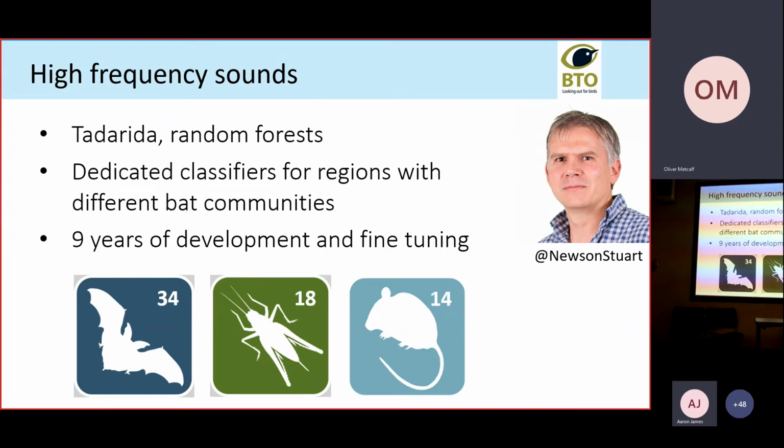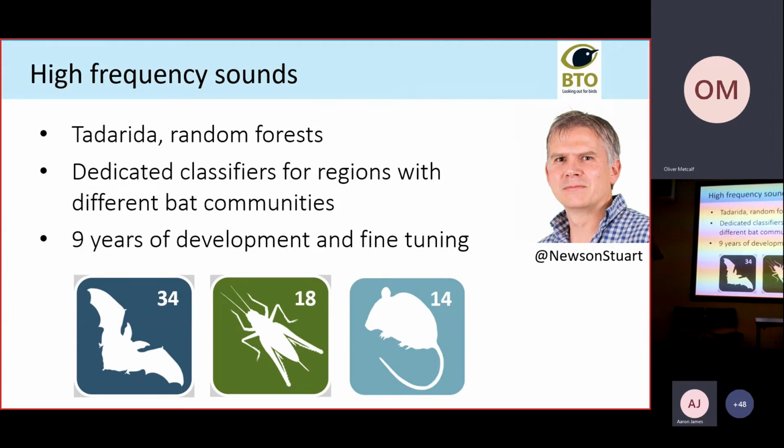And now our system at the moment covers 34 bat species, which is all of the UK ones and quite a lot of European ones, 18 bush crickets, which is all but one of the UK bush crickets, and 14 small mammal species. So I'm not going to say a lot about the actual techniques we've used, because I think they're ones that are familiar to many of you.